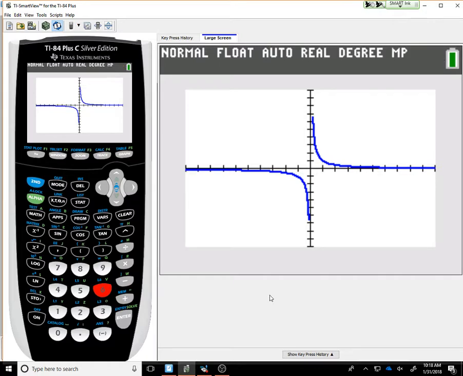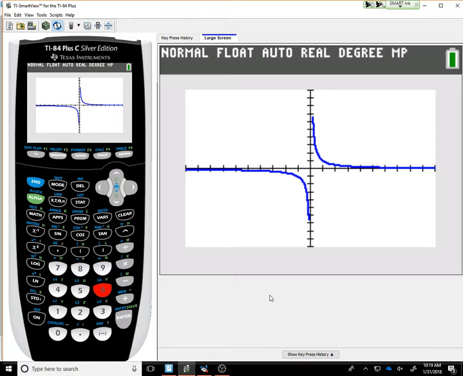Zoom, standard, 6, yeah. Everybody get something that looks like this? That's pretty cool, huh? Graph just got real. This graph is asymptotic. It has 2 asymptotes. Anybody know what an asymptote is?